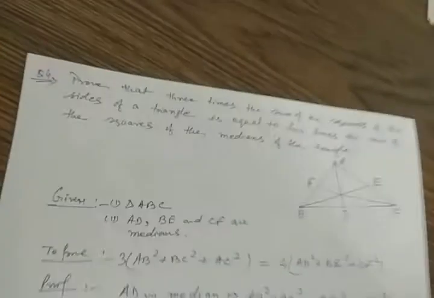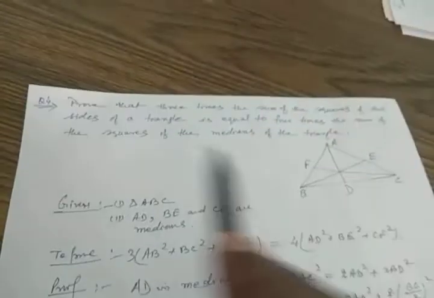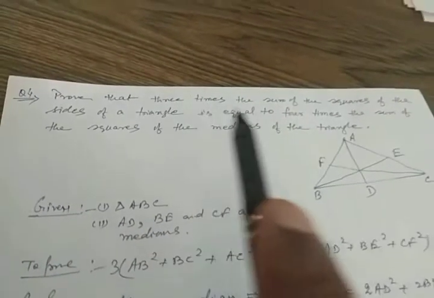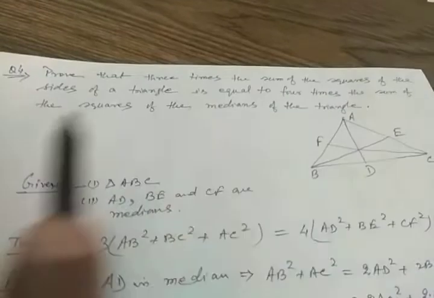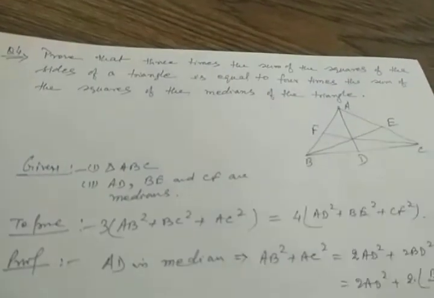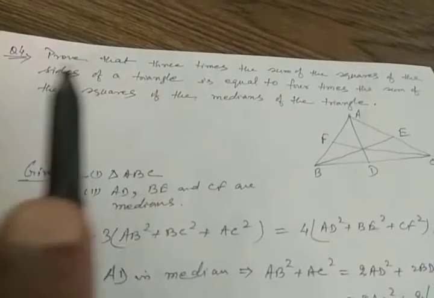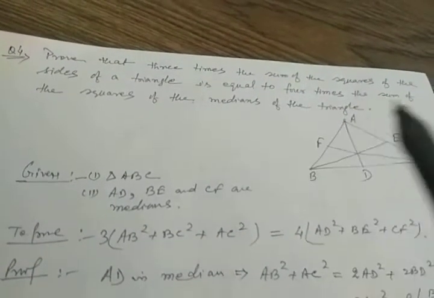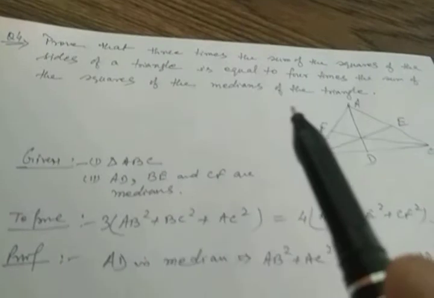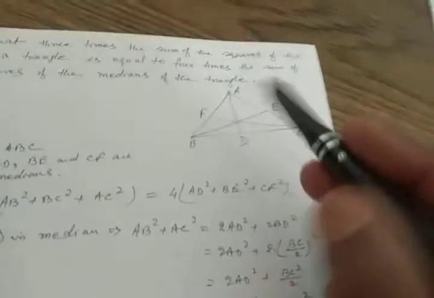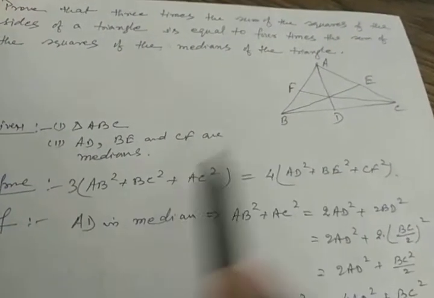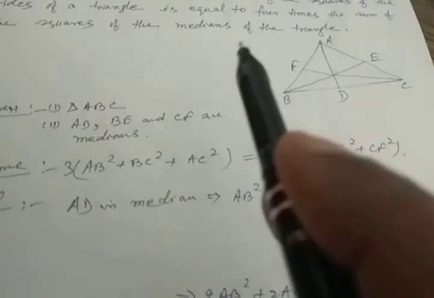Now students, one more, using the same results for median, this is a question for you. It is a very good question. So many times it is asked in the examinations. Just see, prove that 3 times the sum of the squares of the sides of a triangle is equal to 4 times the sum of the squares of the medians. It is for all triangles. I mean, for a triangle ABC, AD, BE and CF are medians.